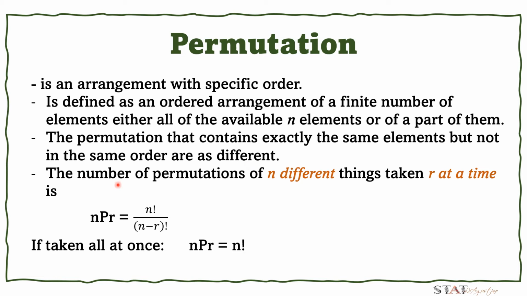The number of permutations of n different things taken r at a time is computed, and this is the mathematical representation, P, which signifies permutation, n P r, r at a time, is equal to n factorial over n minus r factorial. So if taken all at once, it is n factorial. So remember, this is the arrangement with specific order. That is permutation.